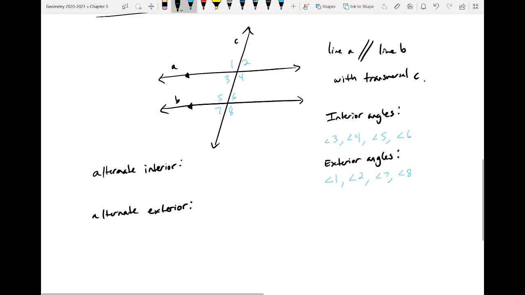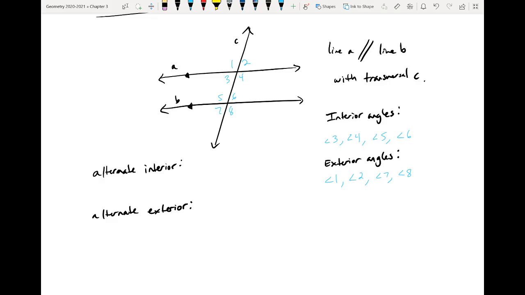Alternate interior versus alternate exterior. Now, take a look at the alternate interior angles, right? First of all, let's just consider these interior angles. The only ones that are going to get paired up are either going to be 3, 4, 5, and 6, okay?